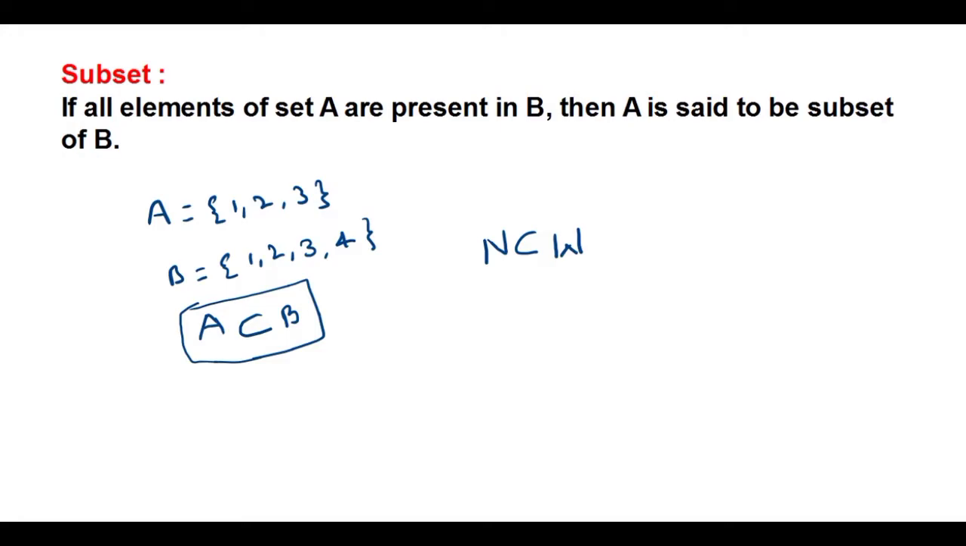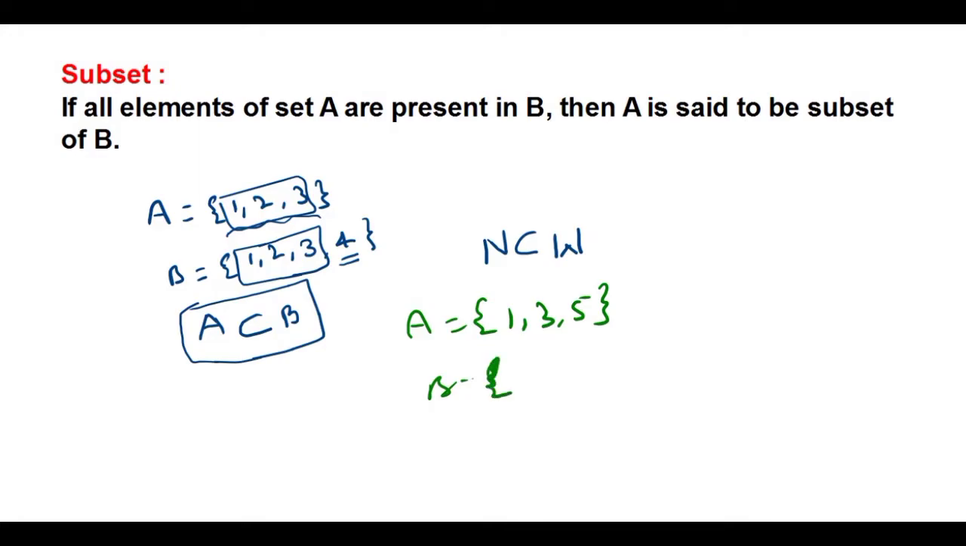Subset means all the elements of one set are in another set. That means all the elements of set A are in set B. So set B should have more numbers than that. For example, you see 4 is extra compared to set A. It should be like that, but these 3 elements are compulsory here. Let us discuss one more example. For example, I'm going to take set A as 1, 3, 5, and set B as 1, 2, 3, 4, 5, 6.